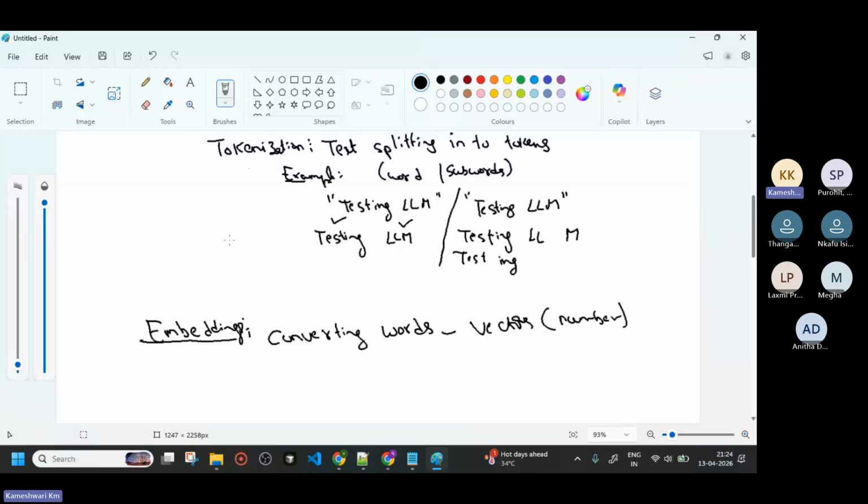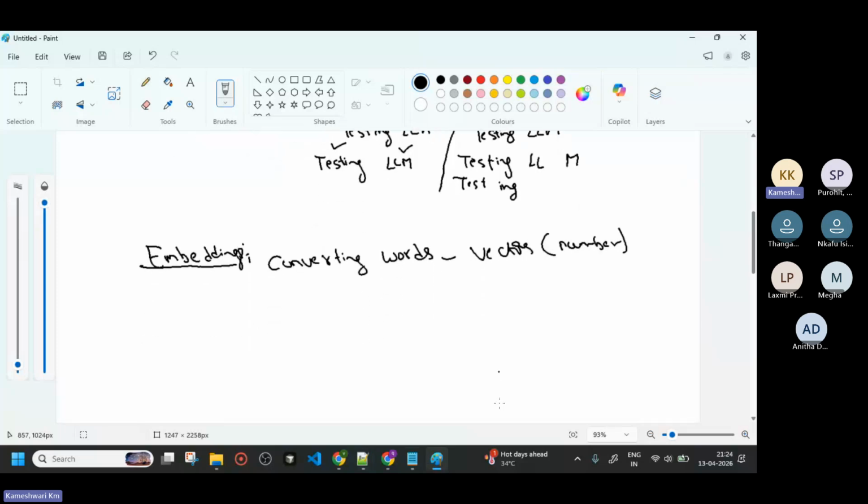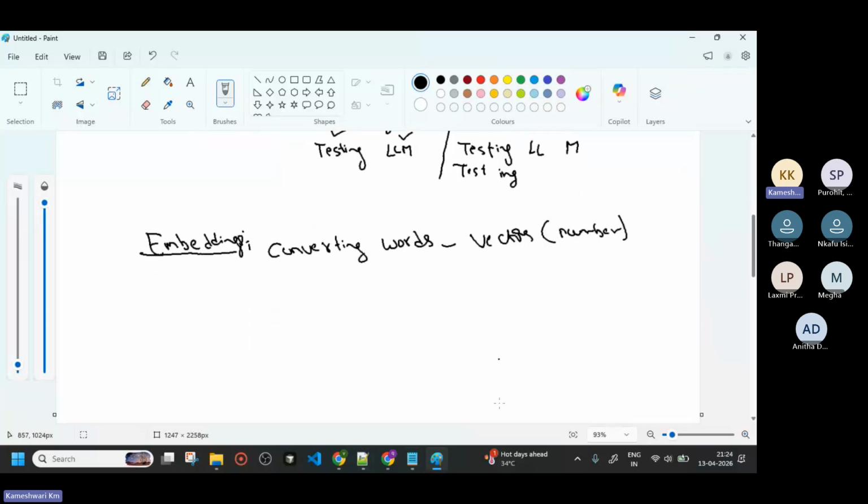Consider I said testing LLM. It is to identify easily for machine understanding. Here, these vectors are in the form of coordinates. Those coordinates will be utilized in algorithms. Okay, so these are the basics of embeddings.